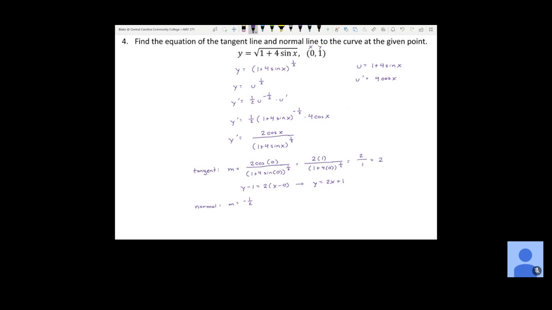Now that we have the slope, we're going to do the same thing we did to find the equation, use point slope form. So this is going to be y minus 1 again. This time, though, we're going to get negative 1/2, and then x minus 0. And that answer's fine. If you want to put it in slope-intercept form, though, distribute the negative 1/2, move the 1 over. This time, that's just going to give us y equals negative 1/2 x plus 1.